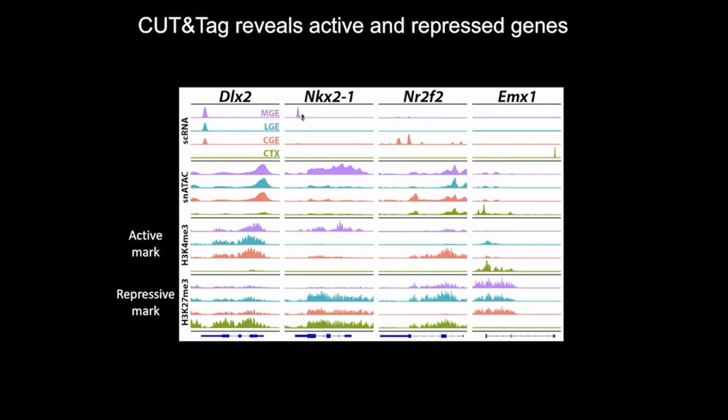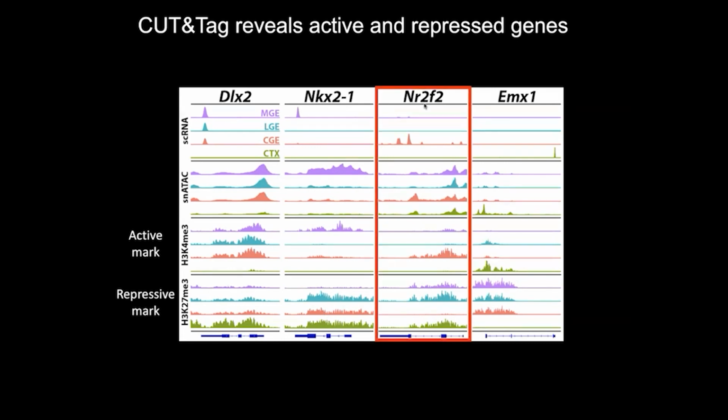So for example, NKX2.1 is an MGE restricted gene. You can see its expression is only in the MGE, and the accessibility is predominantly found in the MGE. This mark for activation, again, is strongly enriched in the MGE, and the repressive marks are found in the other 3 brain regions where NKX2.1 is not expressed.